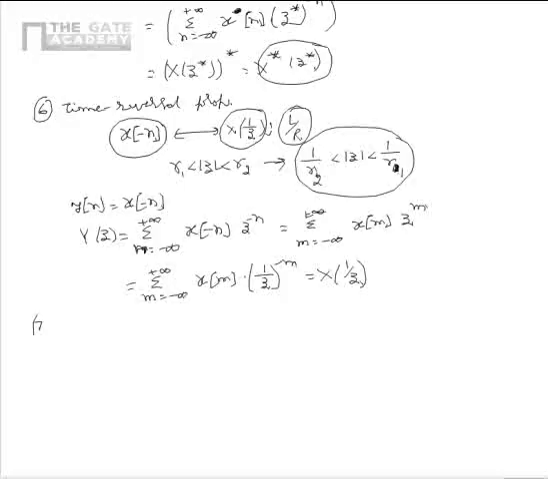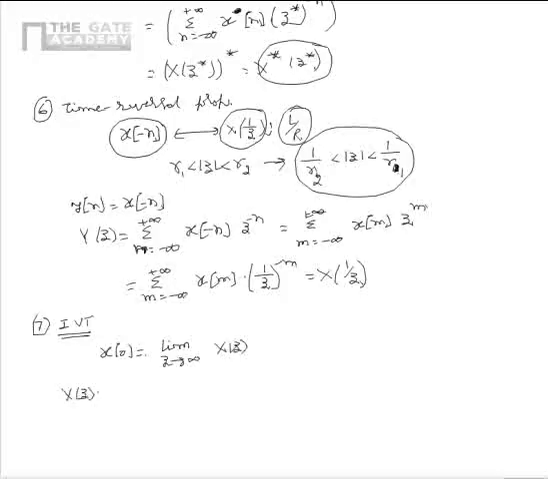Now let us consider another property of z transforms, that is the initial value theorem. As per the initial value theorem, x of 0, that is limit n tends to 0 x of n, is equal to limit z tends to infinity x of z.